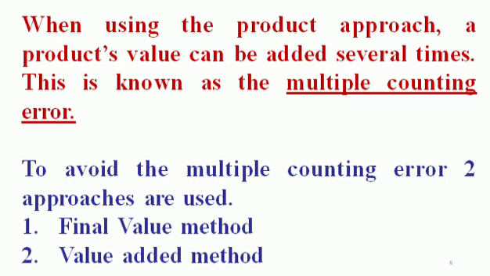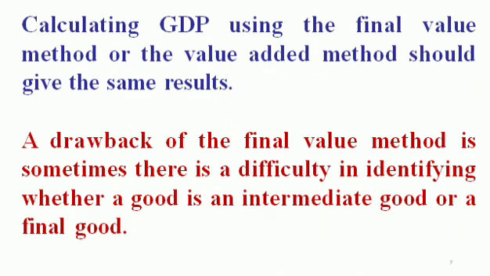When calculating GDP using the product approach, we have to be careful of multiple counting. That is, we should be careful that the product's value is not added several times. To avoid the multiple counting error, we use two approaches: the final value method and the value added method. Using the value added method or the final value method should give us the same result for GDP.